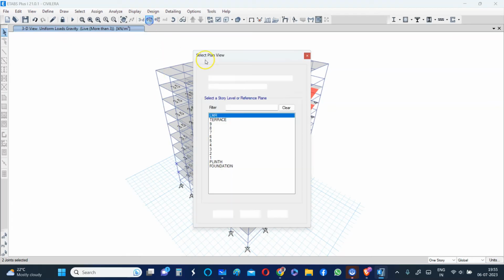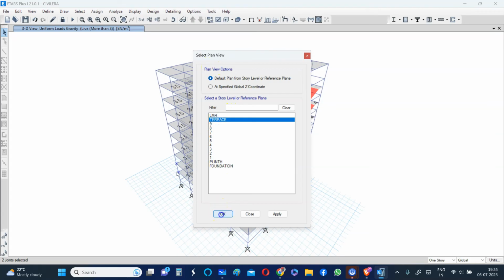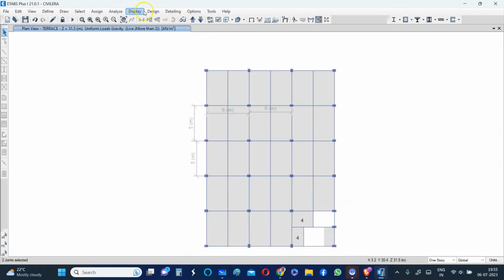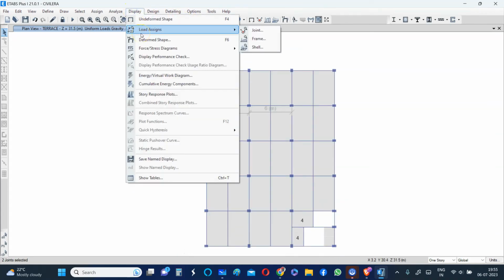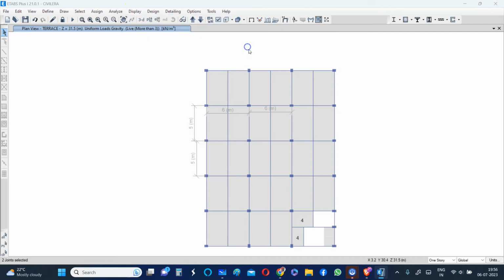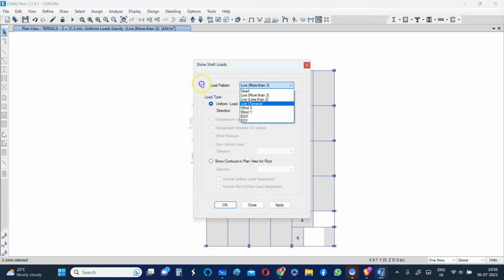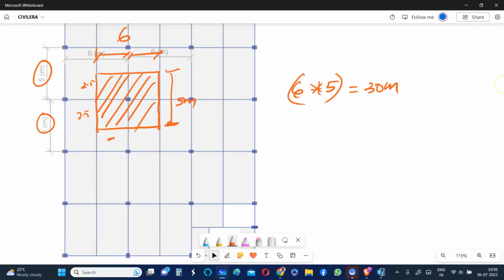If you look at the terrace, the live load in the terrace is not 3.5, it's going to be 1.5. Let me also display that and show you. In the live terrace, this is 1.5. Now computing the total load, you have an area of 30 multiplied by 3.5 and you have 9 levels in that manner. You have 30 area, then 1.5, and 1 level.